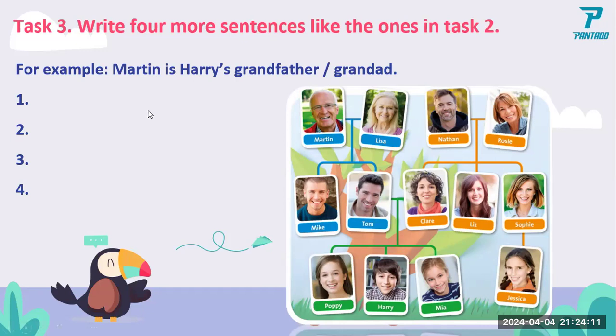Can you please do example number one? Okay. Nathan is Rosie's husband. Nathan, this is Rosie's husband. Okay. You continue writing two, three, and four based on what you can see in the family tree. Okay, go.